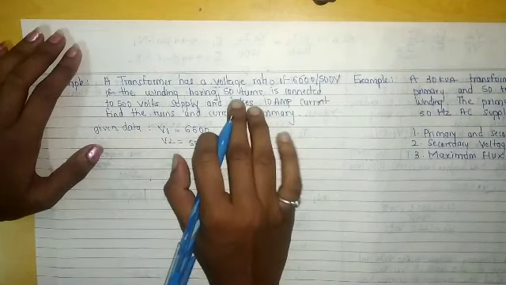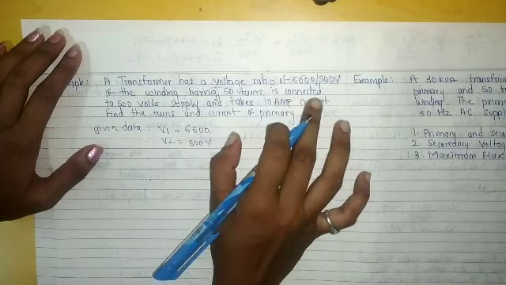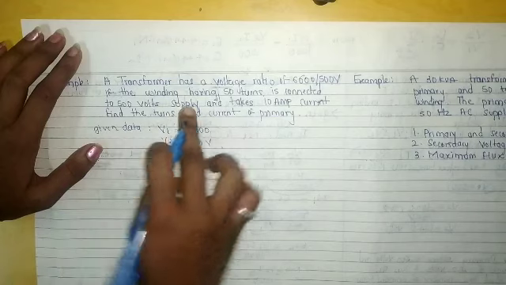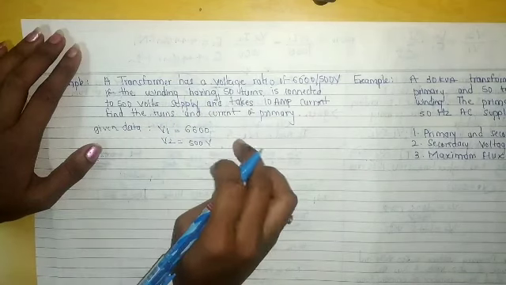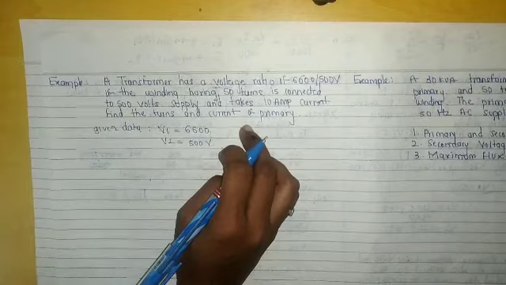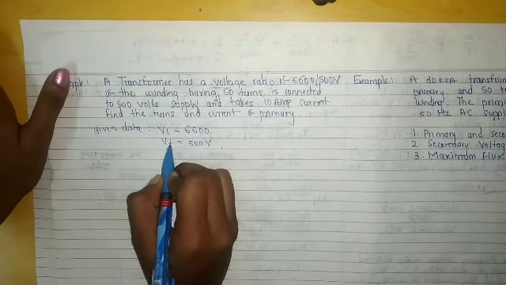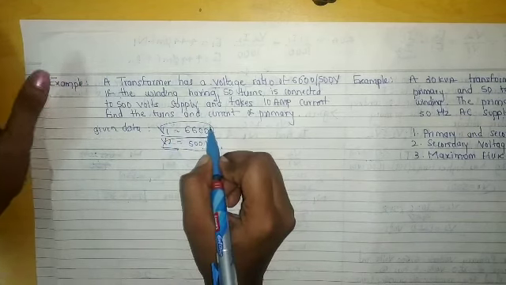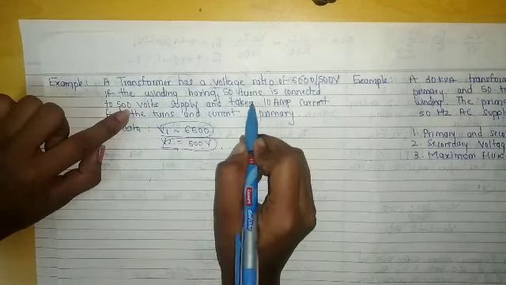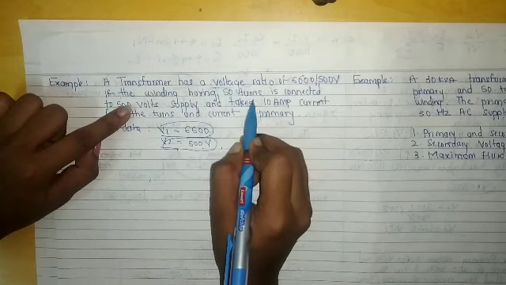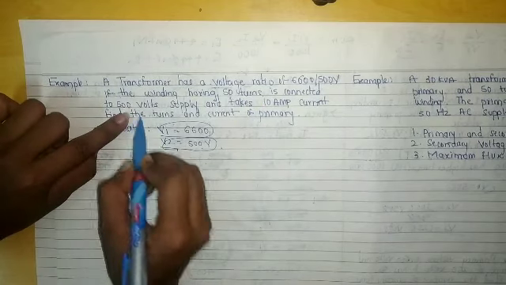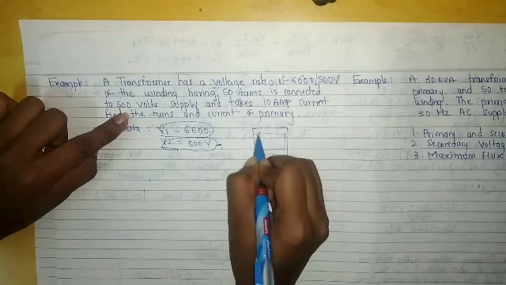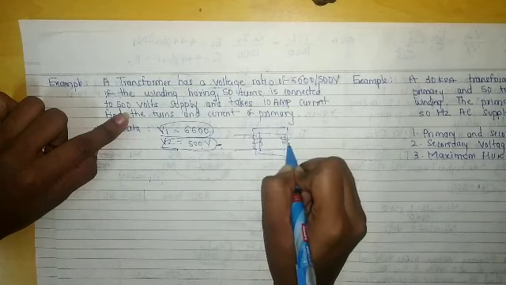If the winding having 50 turns is connected to a 500 volt supply, what does it mean? Both are voltages, right? So this is our primary voltage, this is our secondary voltage. Now, if the winding having 50 turns is connected to a 500 volt supply, that means it is connected to this. So I will draw a diagram so that you can understand it.